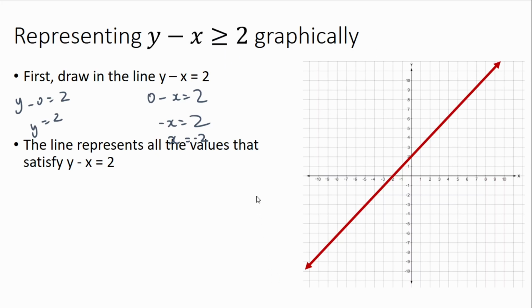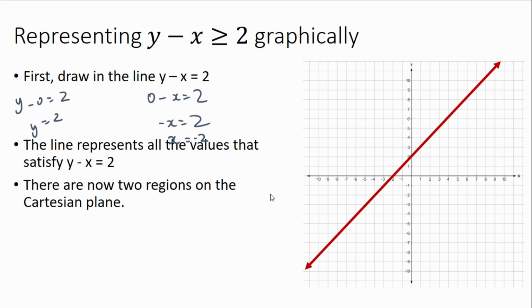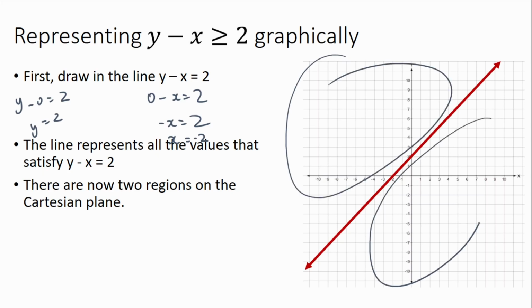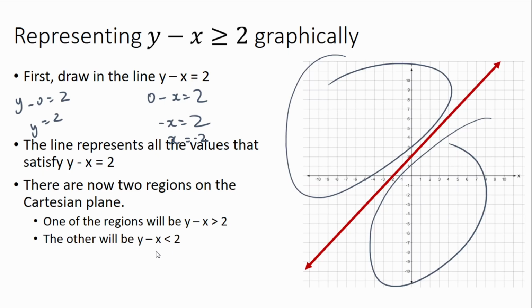Once we've drawn the line, we now have two regions on the Cartesian plane. We've got one above the line there, I'll just circle that for you, and we've got another region over there below the line. So we've got two separate regions. One of these regions will be y minus x is greater than 2, whereas the other region will be y minus x is smaller than 2. And we're after this first part. We need that part there.